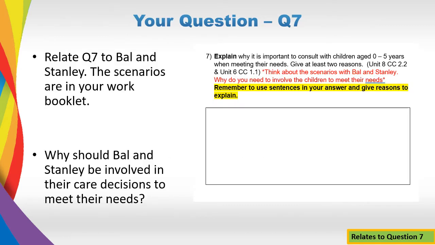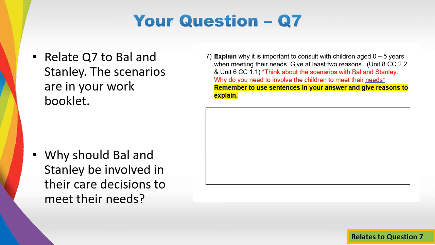So this brings you to question number 7 in your workbook, and it's asking you to explain why it is important to consult with children aged 0 to 5 years of age when meeting their needs. Give at least 2 reasons and think about the scenarios with Bal and Stanley. Why do you think you need to involve the children to meet their needs?